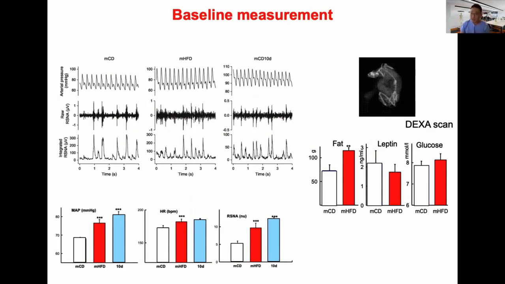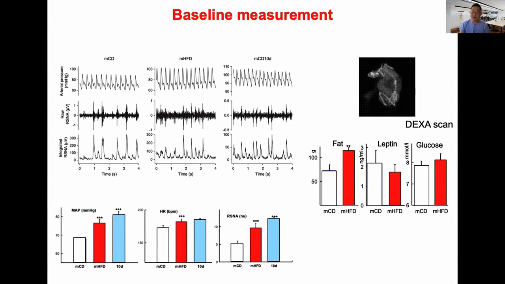So in these groups, there was a marked increase in blood pressure, heart rate, and renal sympathetic nerve activity in adulthood. Again, I have to emphasize that these animals in red were only exposed to the high-fat diet during pregnancy and lactation. So clearly there is an effect from the maternal side to the offspring in adulthood.